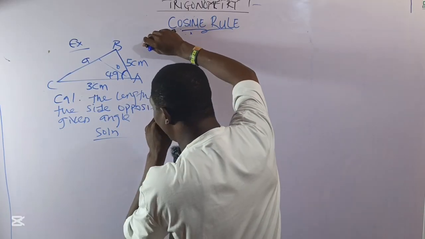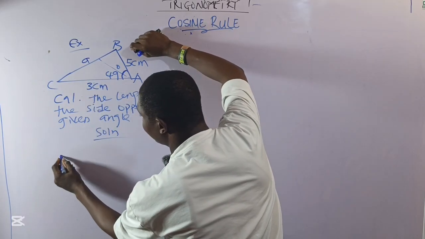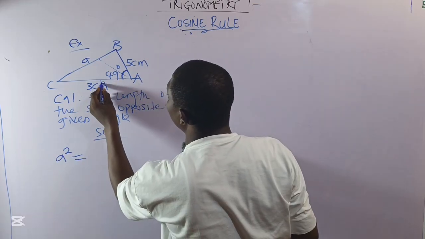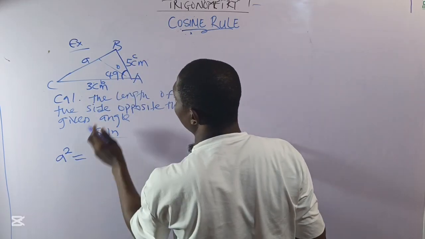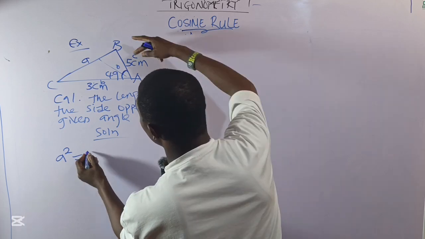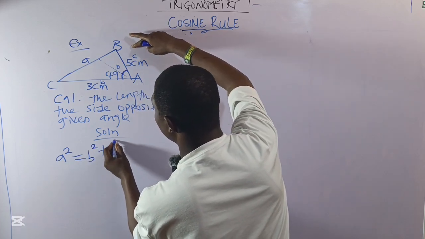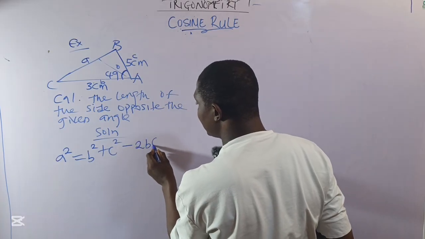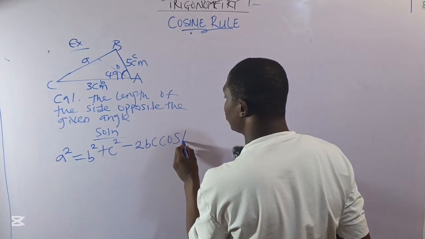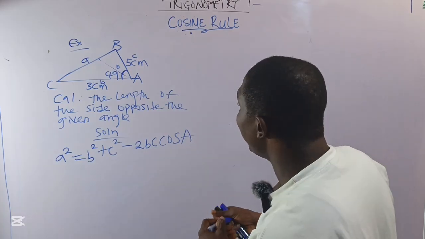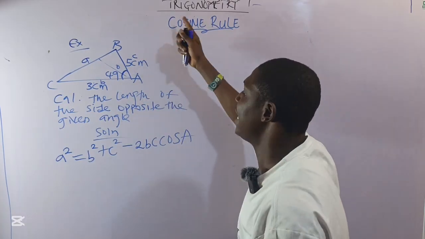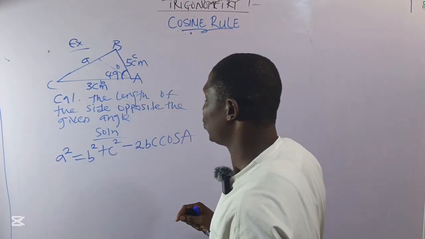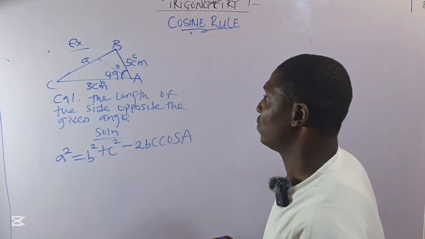Now, a squared equals, this becomes small letter b, and this becomes small letter c. So a squared will be equal to b squared plus c squared minus 2bc cos capital A. Why minus? Because my angle A is greater than 90, so this is an obtuse angle. Angle A is obtuse, so here must be minus.